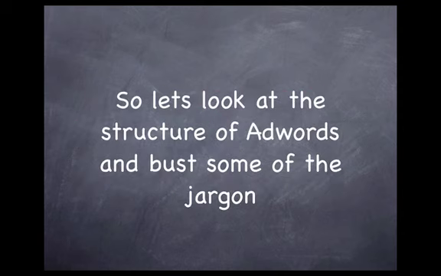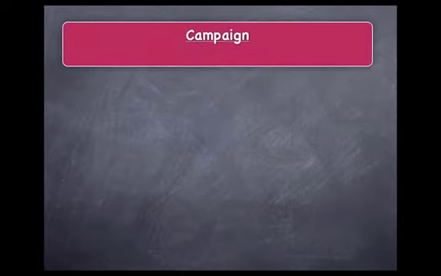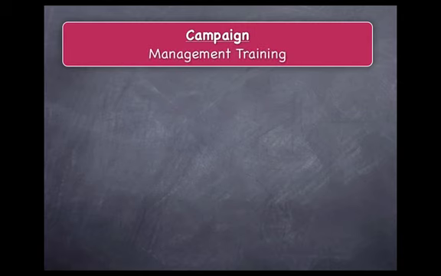So let's look at the structure of an AdWords account and bust some of the jargon. The first level of an account is what's called the campaign, and this is the top level organizer. It's also where you change lots of the settings and the targeting. In the next slide, I'm going to go into detail about this because this will give you some ideas of how you can target your customers. But when I say a top level organizer, let's say that you sell management training. That's an umbrella of what you do.